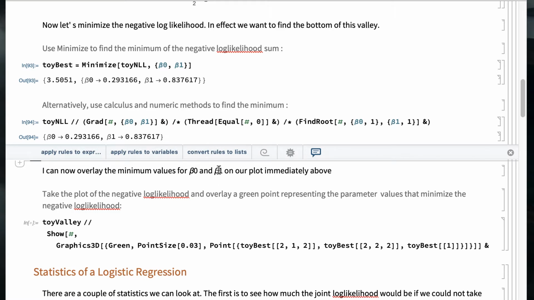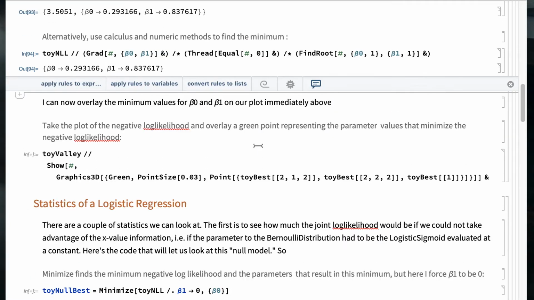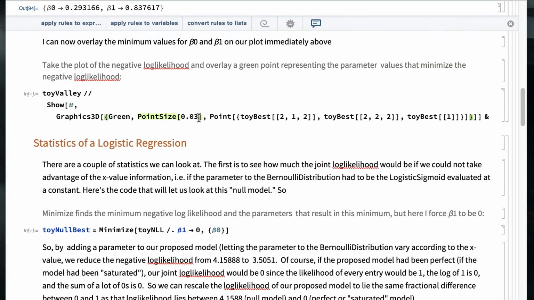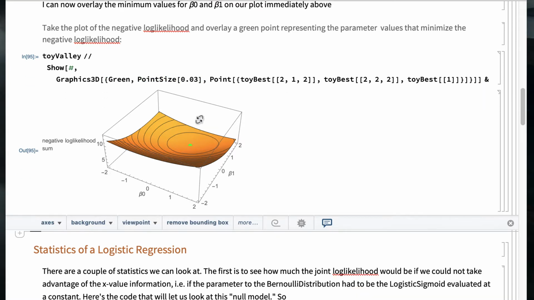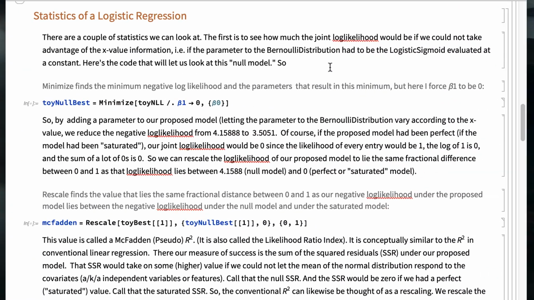What we might want to do next is, we now have some information. Where's the bottom? So let's put a big green dot at the bottom of Toy Valley. And there it is. That's our minimum. And in some sense, you could just stop the video now and say, we're done. I've shown you conceptually how to do logistic regression. But I do think that you should watch the rest of the video because we're going to learn some important additional information. Let's get some statistics of our logistic regression.